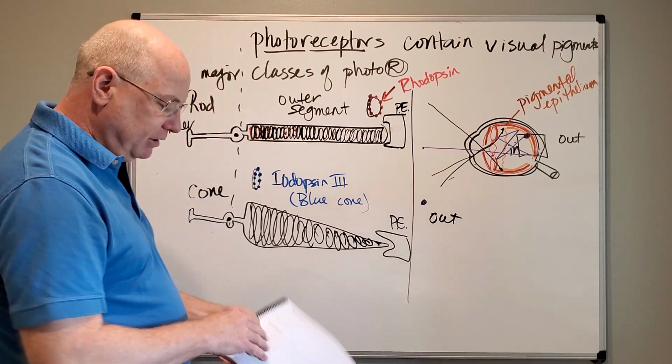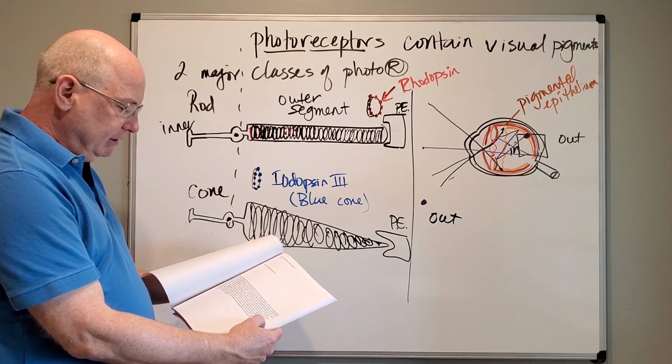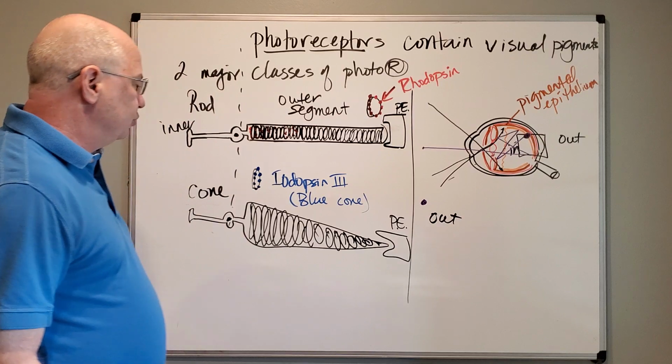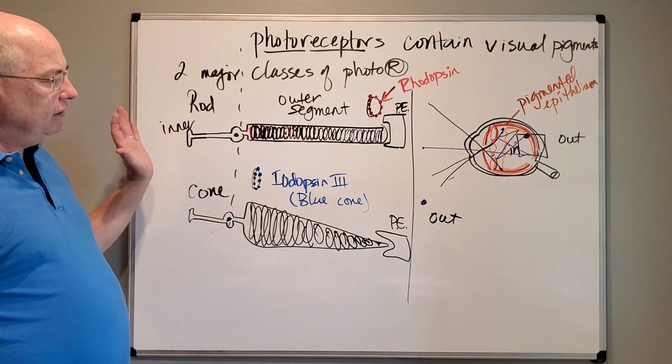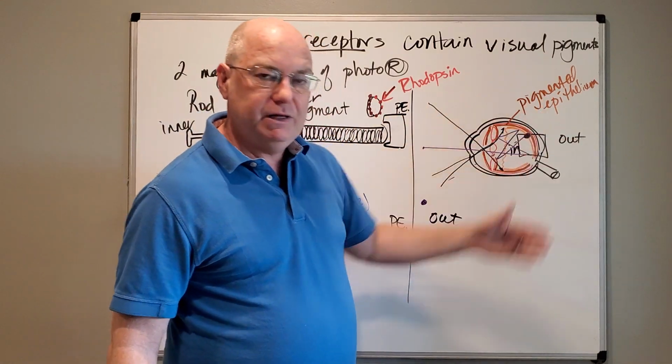So the information I'm covering here is on the bottom of page 15, and it is all explained on page 16 in this little paragraph. So make sure you read that and you understand it. Okay. So now, we have this idea of what rods and cones look like. We have this idea that they're facing the back of the eyeball.